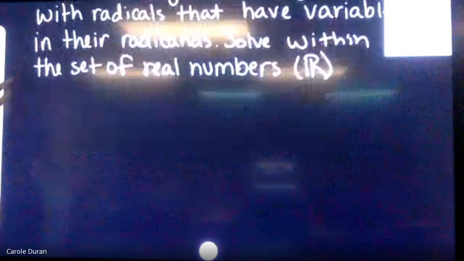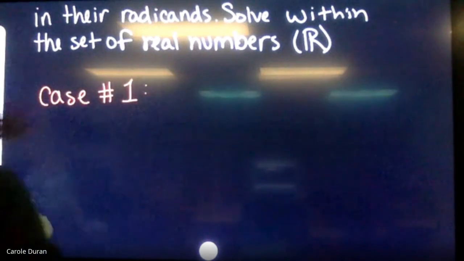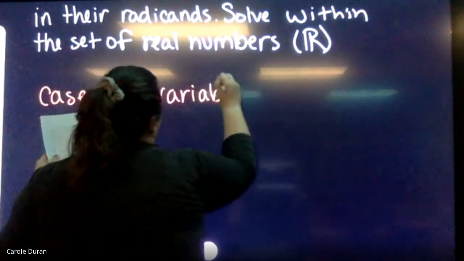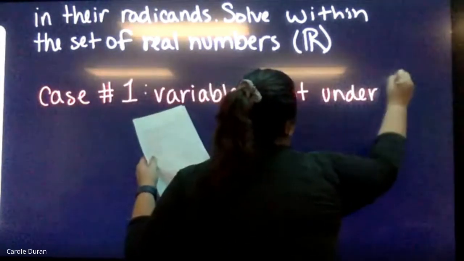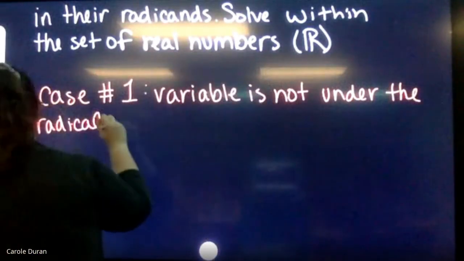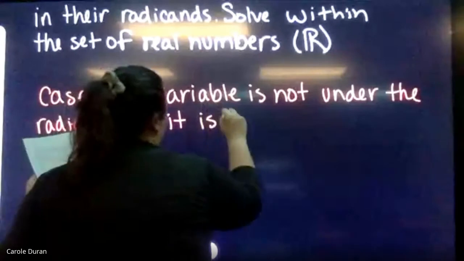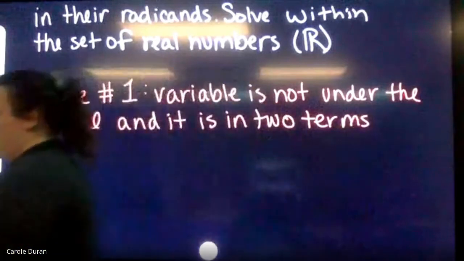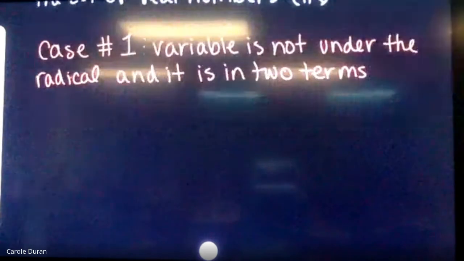The first one we're going to look at is case 1. And these are equations where the variable is not under the radical, and it is in 2 separate terms. There are a few steps for solving this specific type of radical equation.